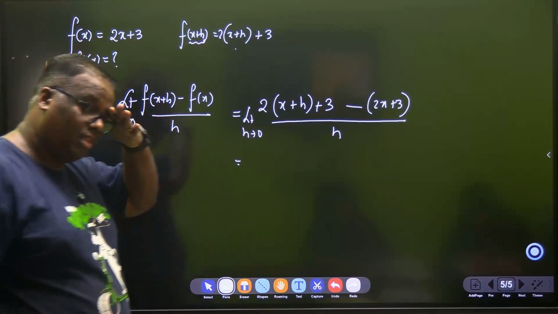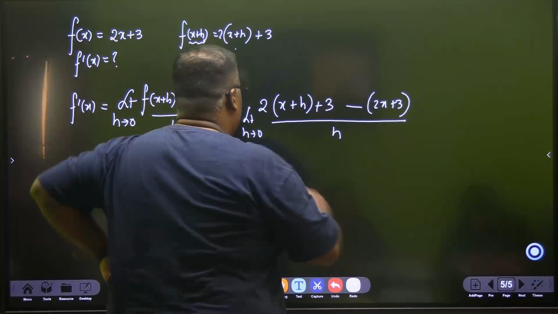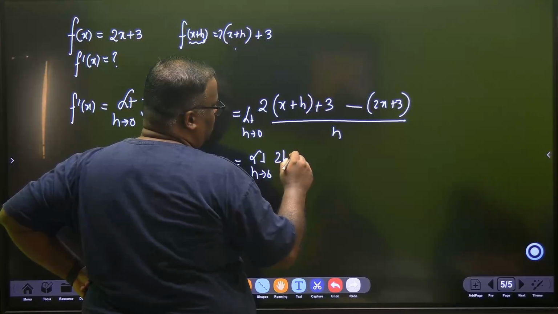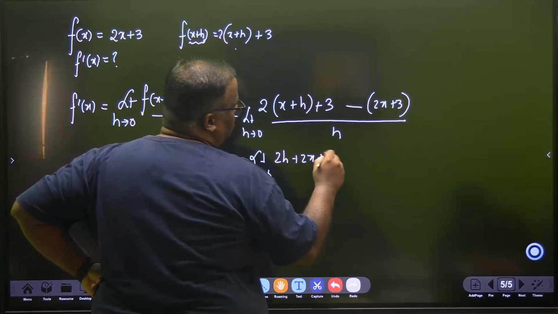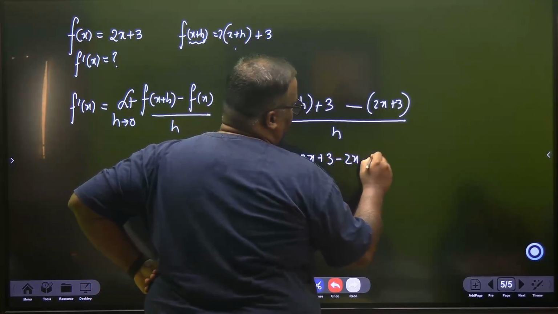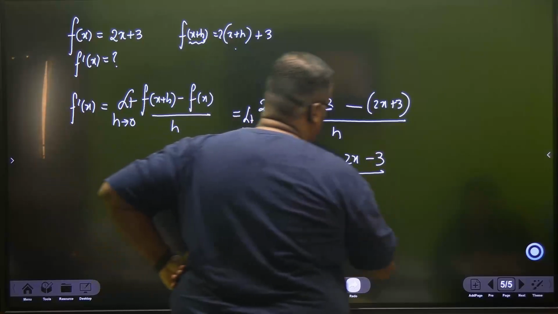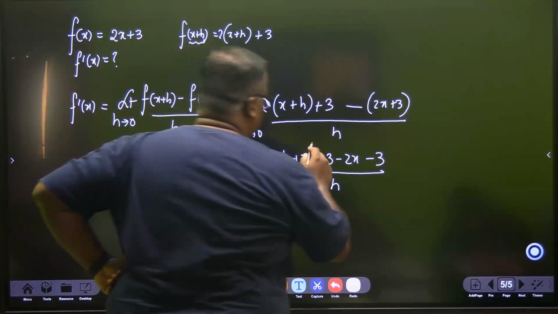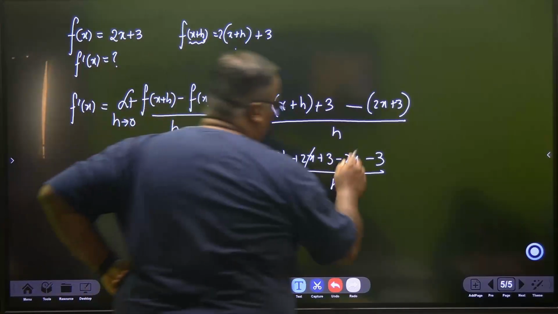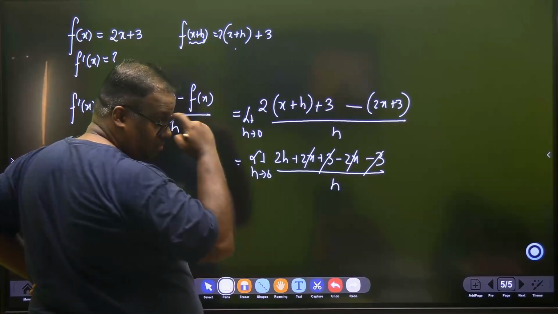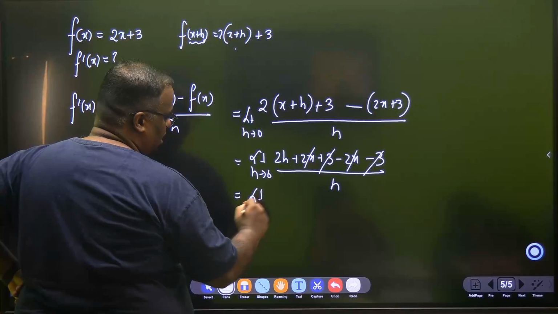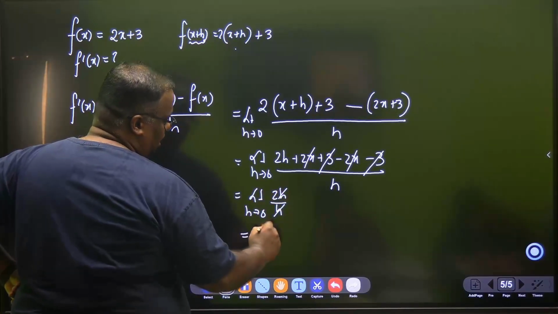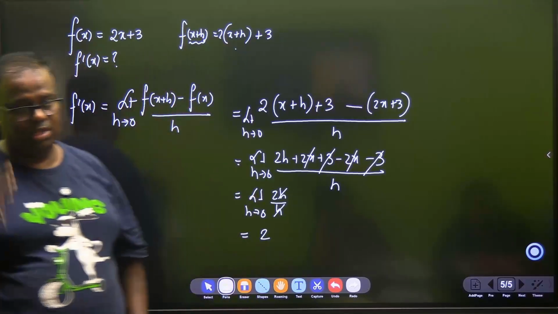So this is limit h tends to 0, 2h plus 2x plus 3 minus 2x minus 3, divided by h. Clear? Plus 2x, minus 2x, plus 3, minus 3 gone. Limit h tends to 0, 2h by h, and h gone. Answer is 2. The derivative is 2.